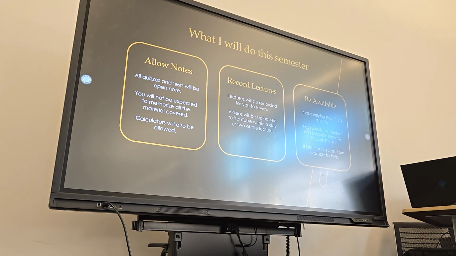What I will do this semester, allow notes. Like I said, they're going to be allowed on tests and quizzes. Not open book, but open note. Calculators will also be allowed, but I don't think calculators are going to be needed for this class. I adapted these slides from a previous class that I had done.